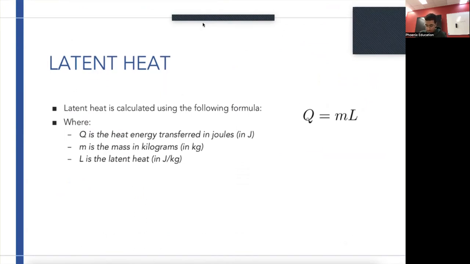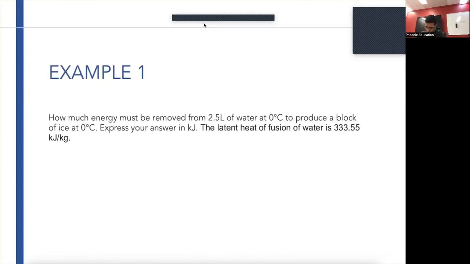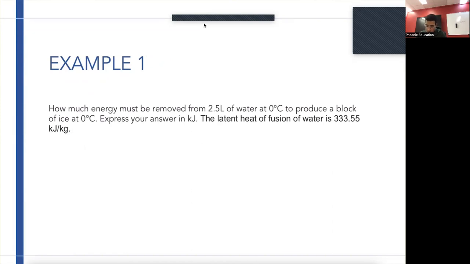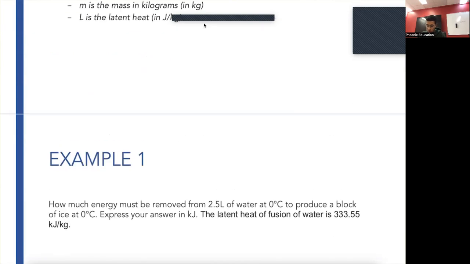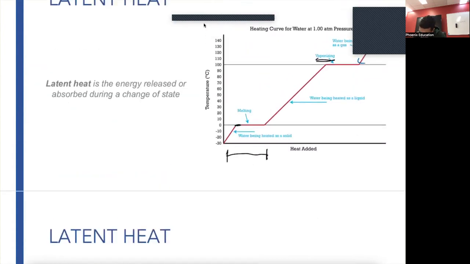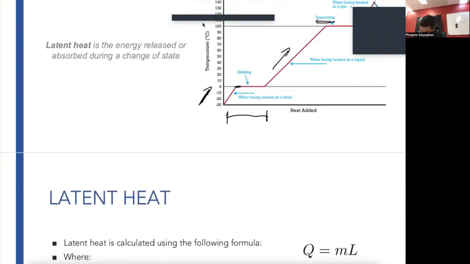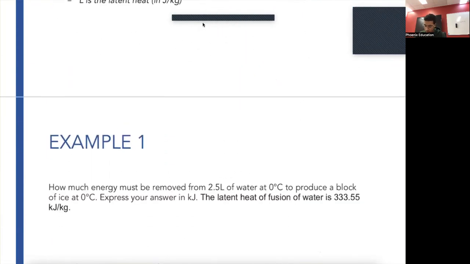The formula for latent heat is given by Q equals mL. So the amount of energy equals mass times the latent heat. This is a pretty simple example: how much energy must be removed from 2.5 liters of water at 0 degrees to produce a block of ice at 0 degrees? What this means is that we're going backwards, right? We're going from liquid to ice, and what we're trying to find is the amount of energy, this much that I highlighted here.